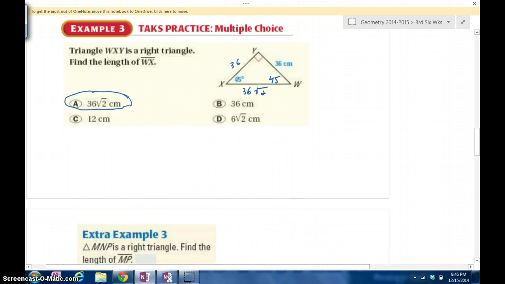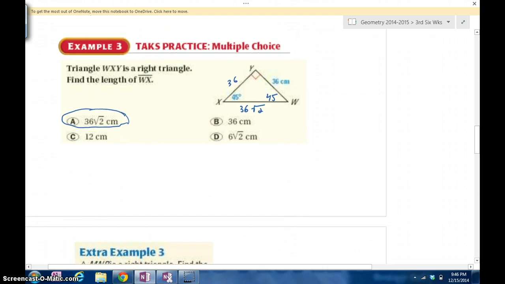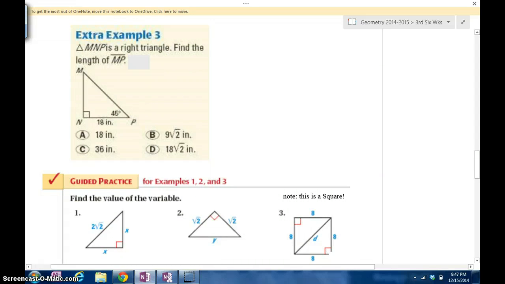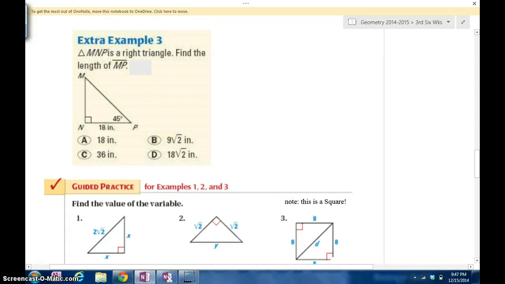Alright. Find the length of WX. Alright, good. We did that. Be sure to read the question too. Alright, so triangle MNP is a right triangle. Find the length of the line segment MP. Alright, so again, find the hypotenuse. Okay, 90, 45. This has to be 45. So it's 18 inches. So let's find that hypotenuse, which would be 18 square root of 2 inches. And that would be our answer for D. Okay, pretty quick.